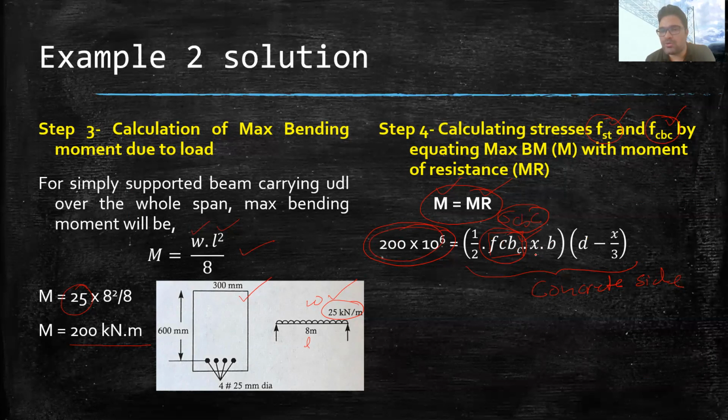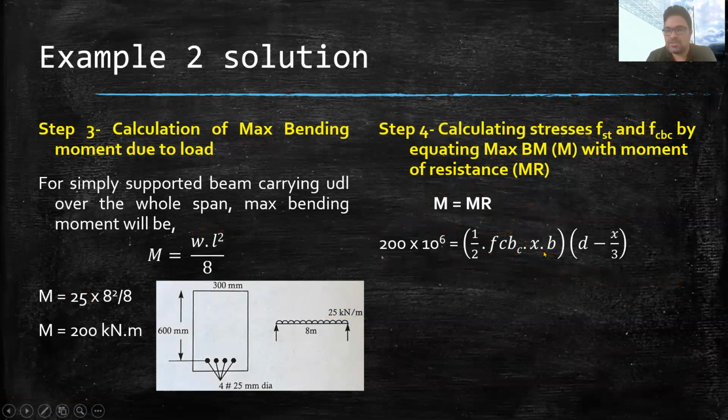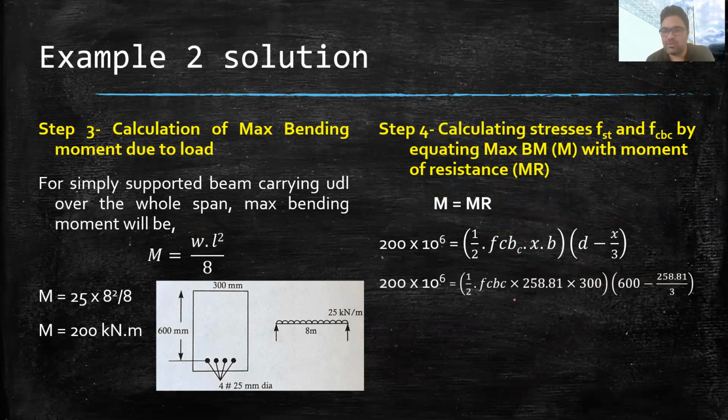All other values are known, like X value and B value, D value, all values are known, the only unknown value is FCBC. So by equating both of these, we can find out the value of FCBC. There you can see I have written all the values, half into FCBC into 258.81, and the value of B is 300, then D minus X by 3. And after solving, we find the FCBC as 10.02 Newton per mm square. So this is the actual stress in the concrete.